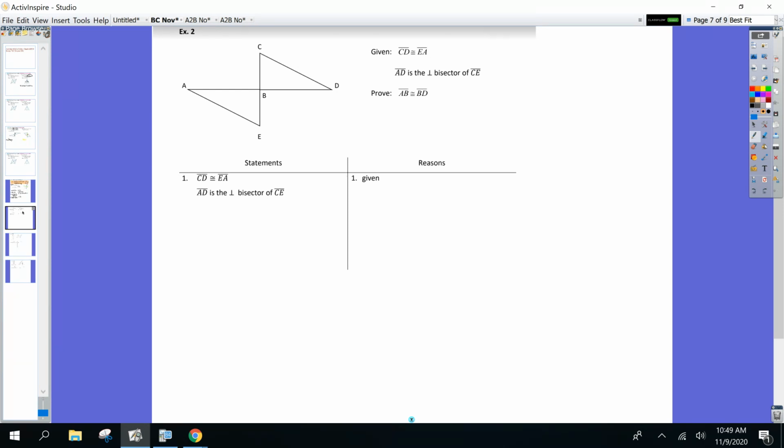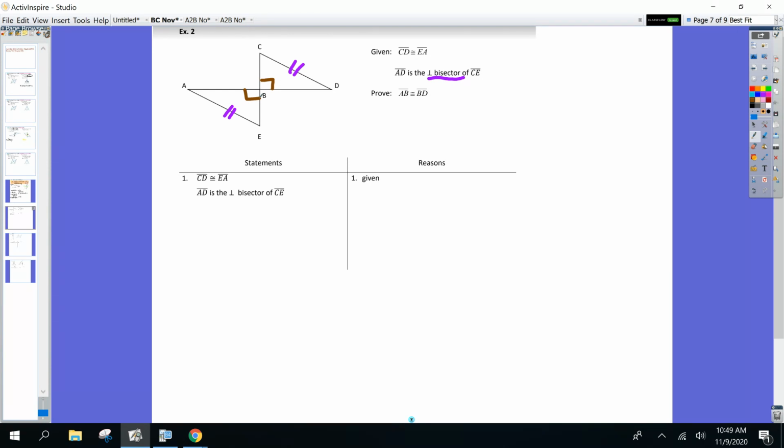Let's do it. All right, what do I got here? CD congruent to EA. Boom. Oh, how about this vocabulary term? Oh, I love it. AD is a perpendicular bisector of CE. That's a lot. Well, let's take the perpendicular part. What are we forming? Right angles where AD and CE meet. So we're forming right angles here.